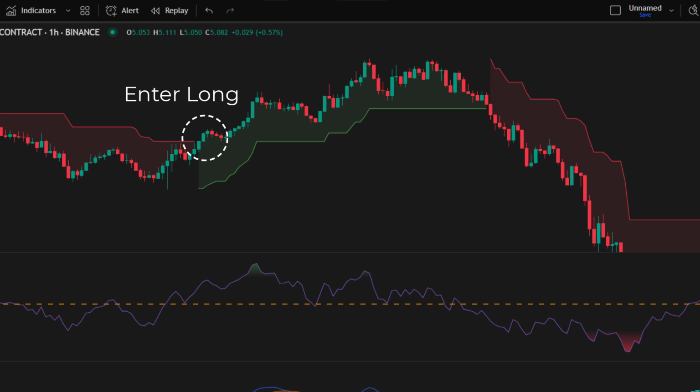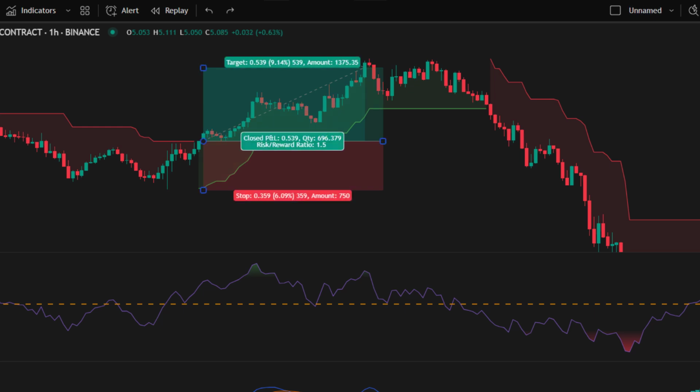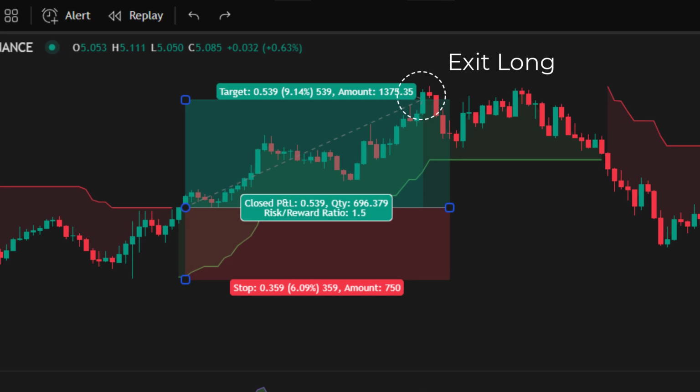To manage risk, we set a stop loss just below the most recent swing low. This helps protect the trade while giving it enough space to breathe through normal market fluctuations. For take profit, we apply a 1.5 to 1 risk-reward ratio. In other words, the take profit level is placed at a distance that is 1.5 times greater than the distance between the entry price and the stop loss. If a candle closes above the take profit level, we exit the trade and secure the profit.